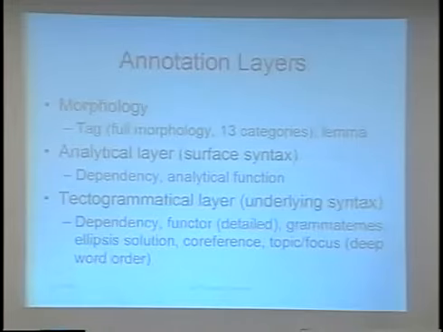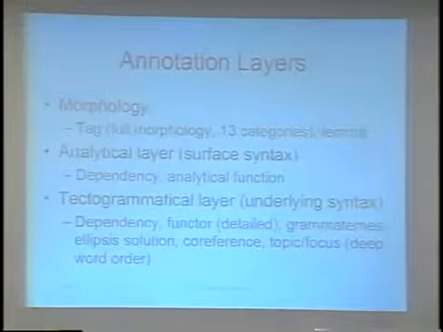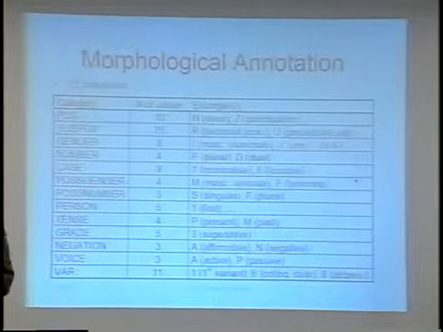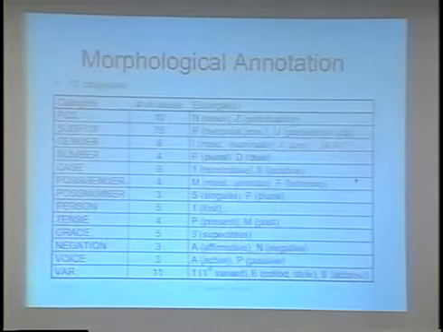The next level is what we call the analytical layer, and it's the surface syntax. Based on the tradition, we use the dependency syntax, but it's basically convertible to parse trees back and forth, and we have used that for our parsers as well. And the last level, which I will talk about the most, is the so-called tectogrammatical layer, which is something between syntax and semantics. So let's go briefly through the first 2 levels, and then I will talk more about the third one.